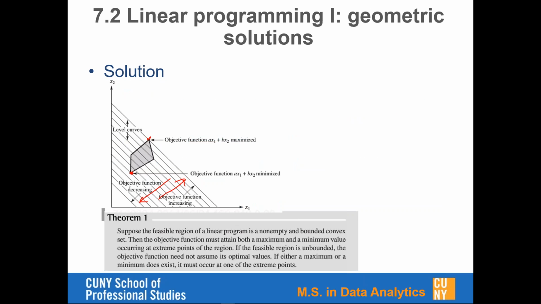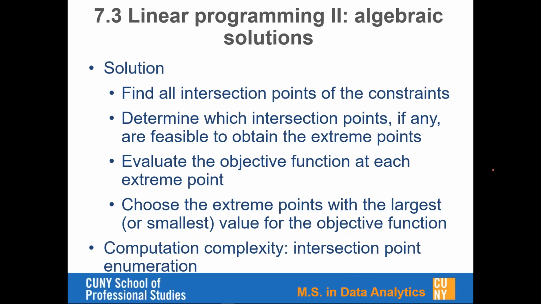Okay, so that's really the first way that we should look at a linear program. In other words, look at the geometric solutions, looking at the graph and coming up with a solution. The second solution is something we call algebraic. Algebraic is saying to find all intersection points of constraints and then evaluate the objective function at each extreme point. And also we should look at which intersection points are feasible to obtain the extreme point.